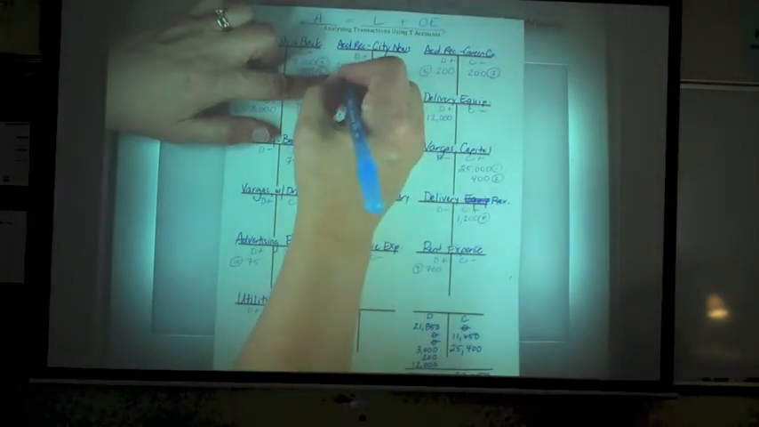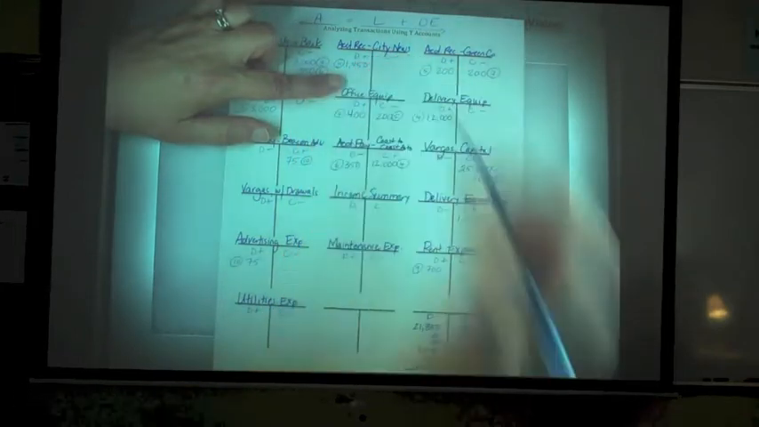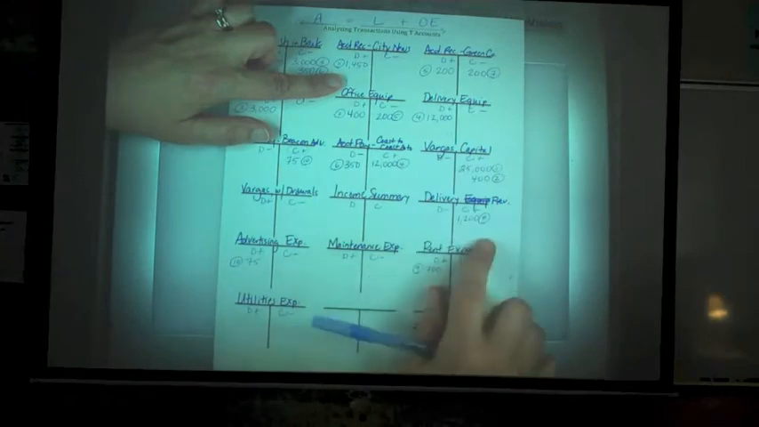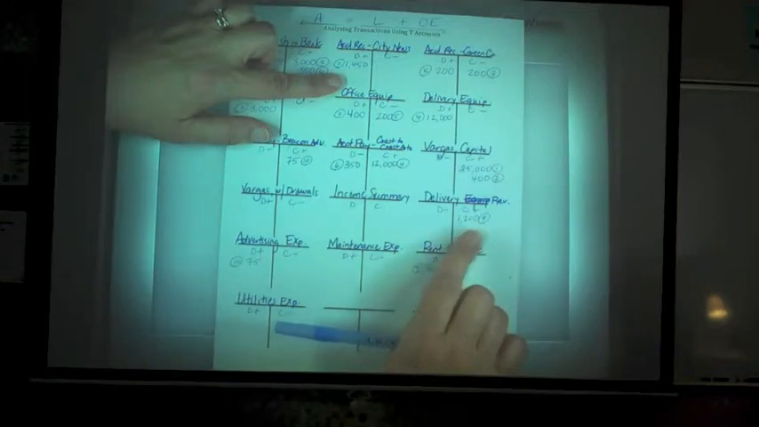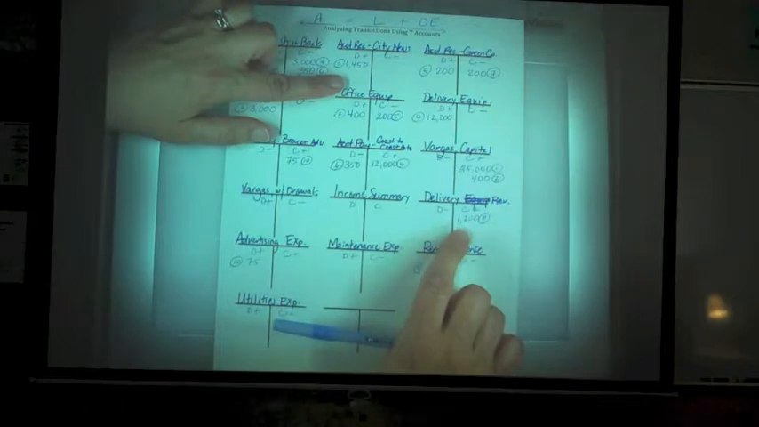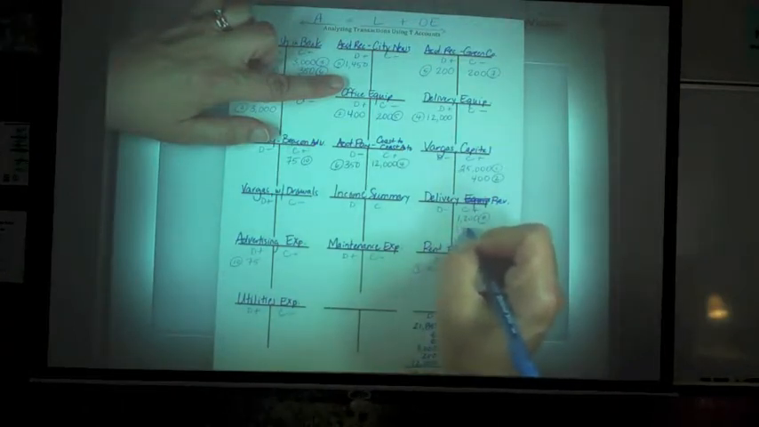And that's transaction 11 for $1,450. Delivery revenue, is it going up or down? It also is going up. We haven't gotten the cash yet, but we have a promise that they're going to pay. So we're still going to count it as revenue, $1,450.